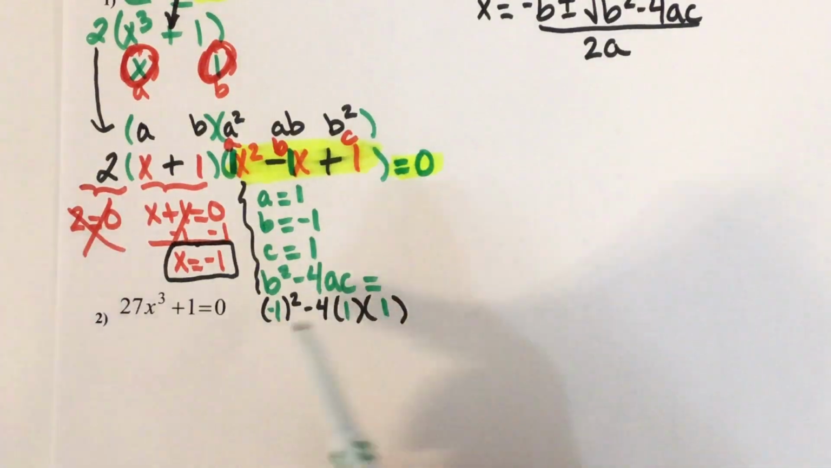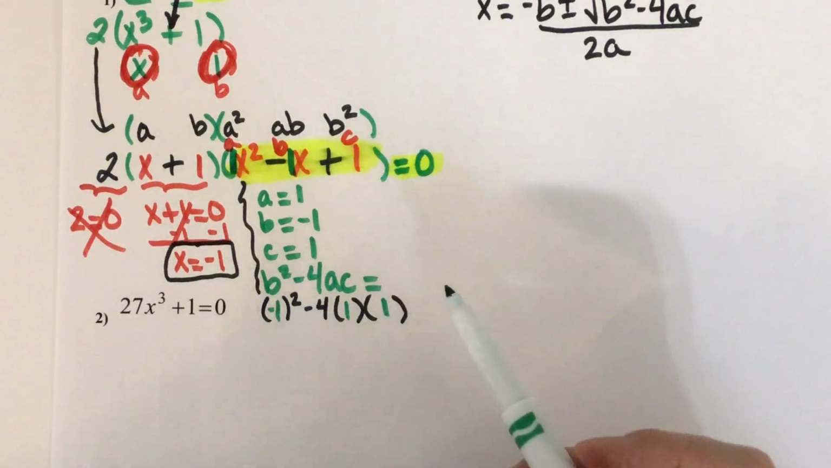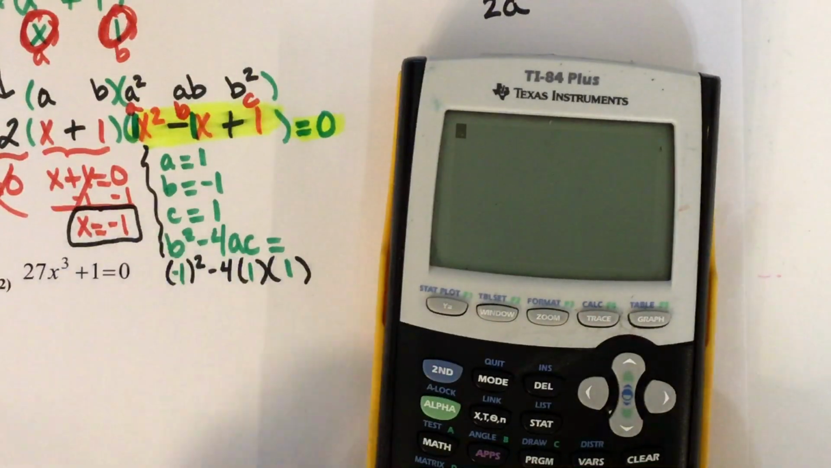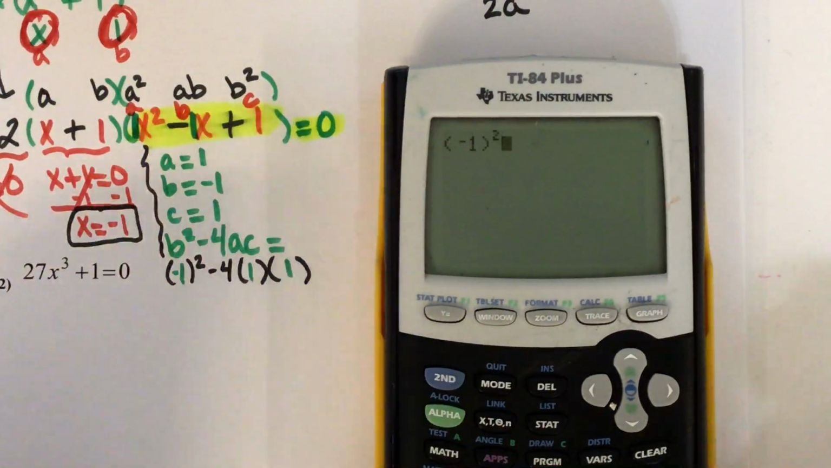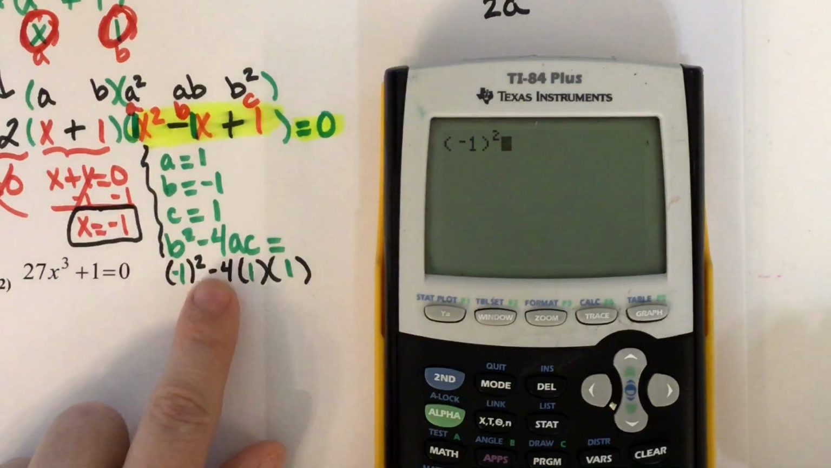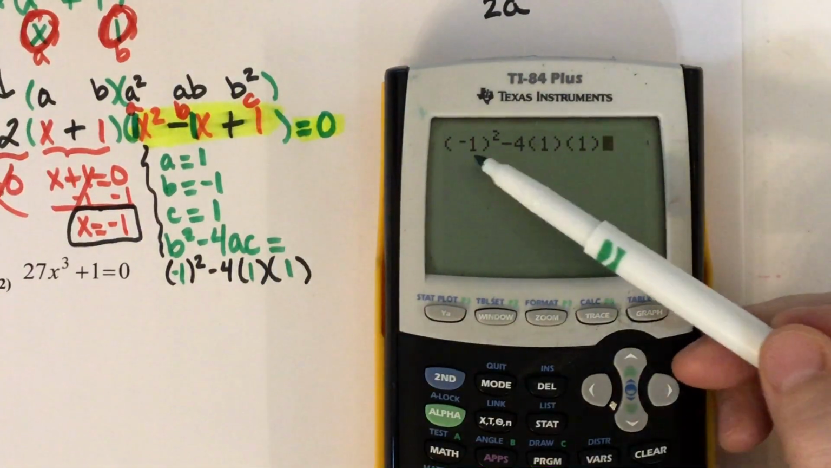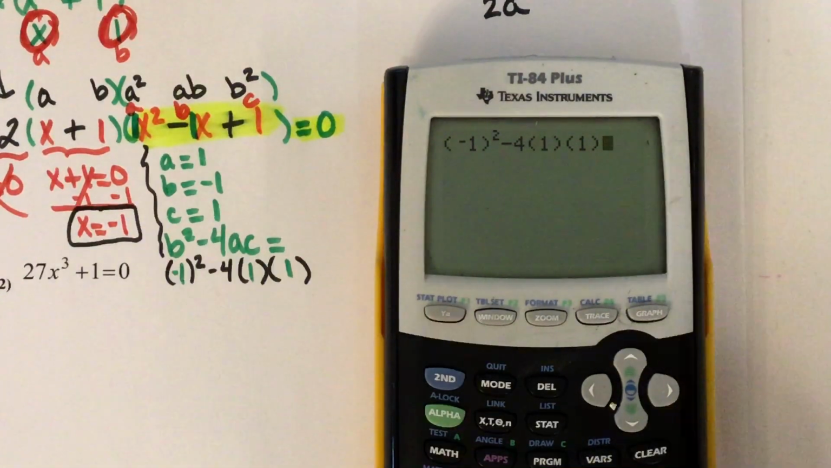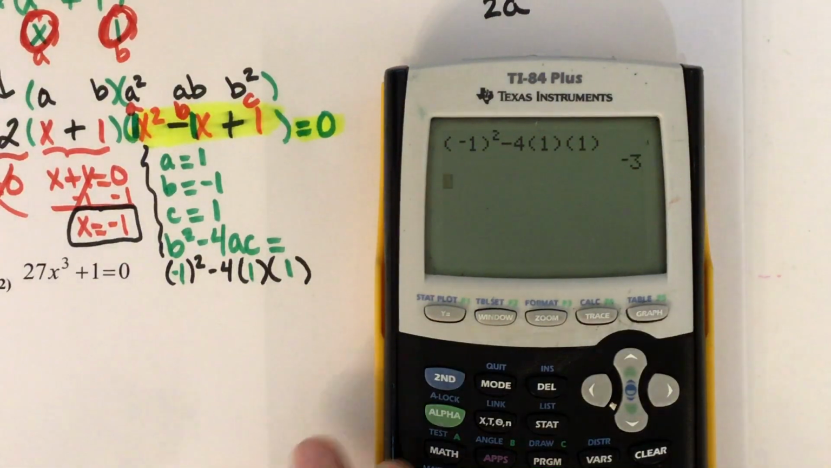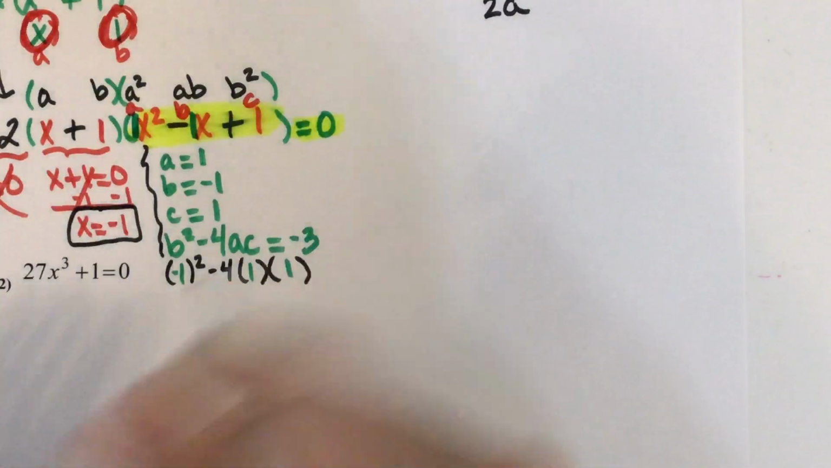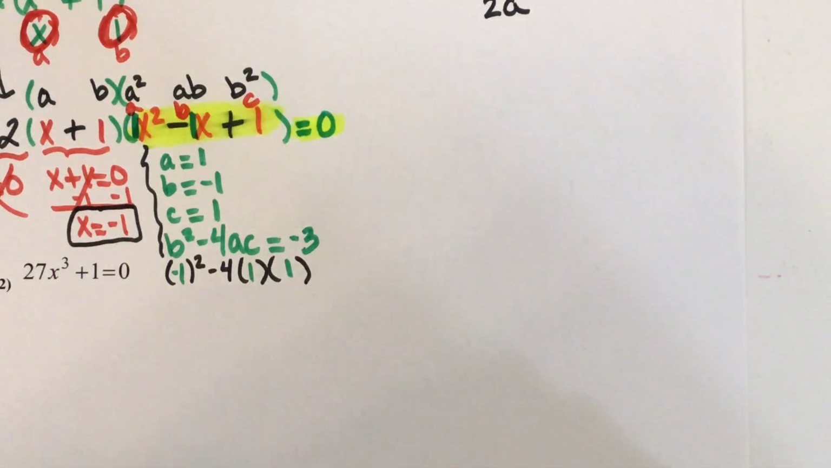Okay, so I'm going to put this in my calculator just like I wrote it on my paper. Parenthesis, -1, close it, square it. This is a minus sign, so minus 4 parenthesis 1, parenthesis 1. So this is a -1, but this is a minus. And we get -3. Okay, now we have everything we need to complete this.